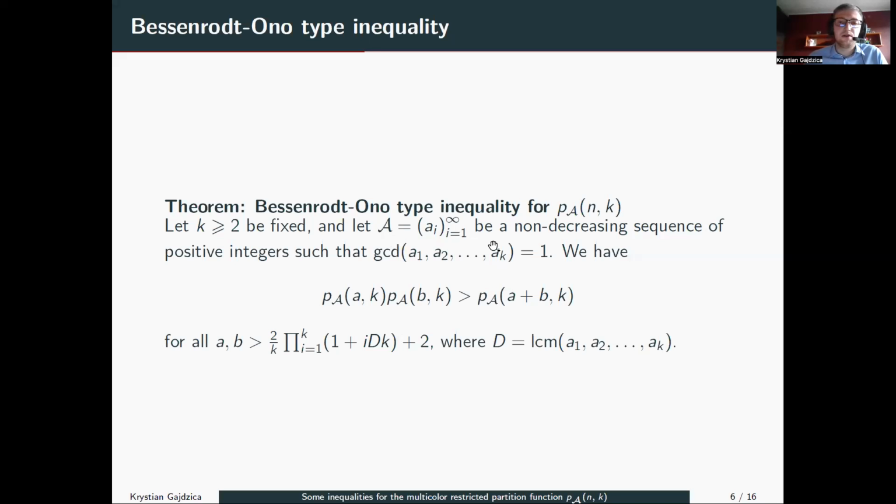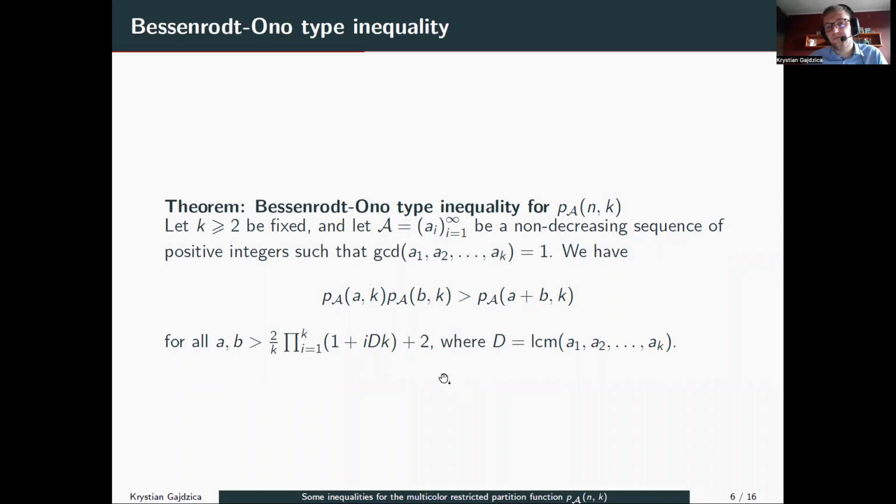And moreover, we cannot extend this family in the sense that we cannot leave out any of the assumptions appearing in the statement. For example, if we assume that the greatest common divisor is greater than 1, then this inequality cannot hold. What about the proof?